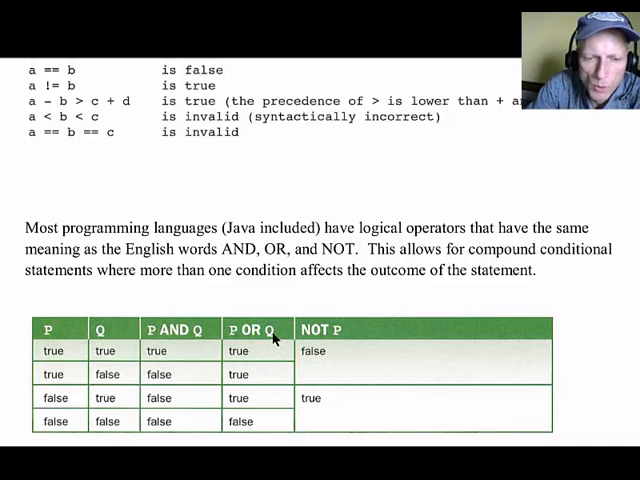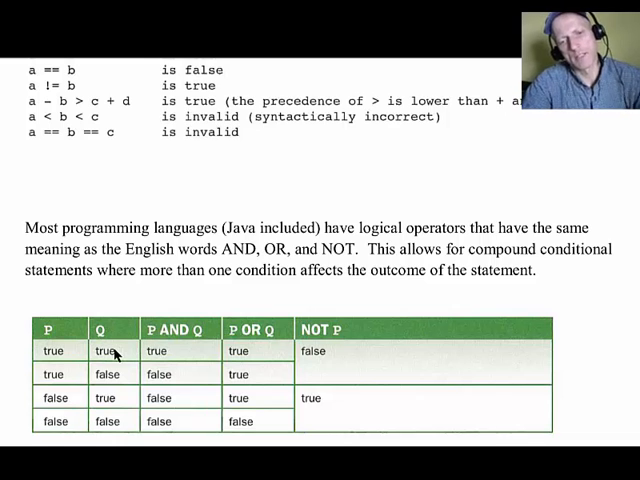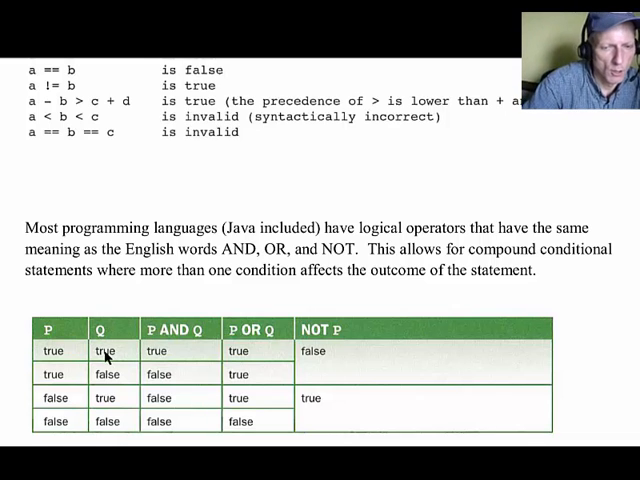Now P or Q, on the other hand, or is kind of the opposite of and. As long as you have at least one element true of the two that are separated by an or, the entire statement's going to be true. So in the first line, I have P is true, Q is true. Well, P or Q would be true as well. In the second line, I have P is true, Q is false. Well, as long as one of them is true, the or statement is going to be true.